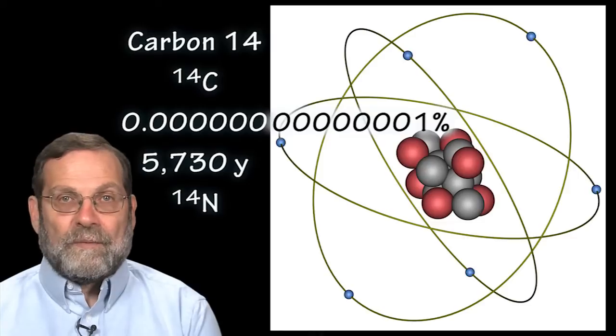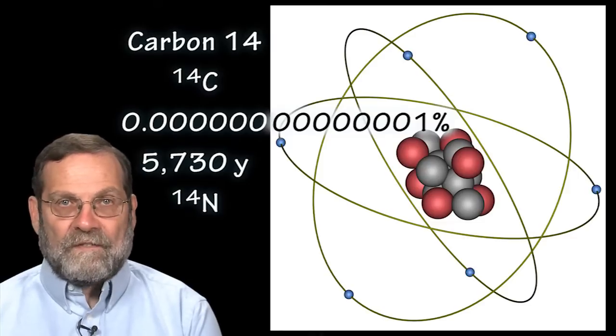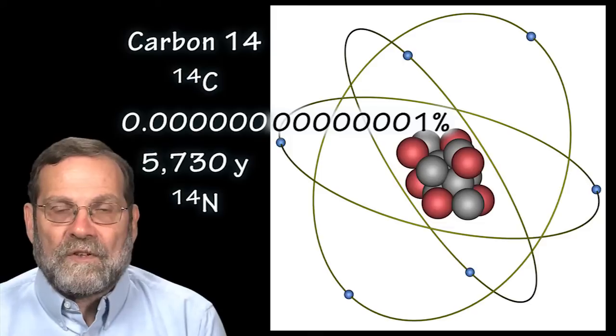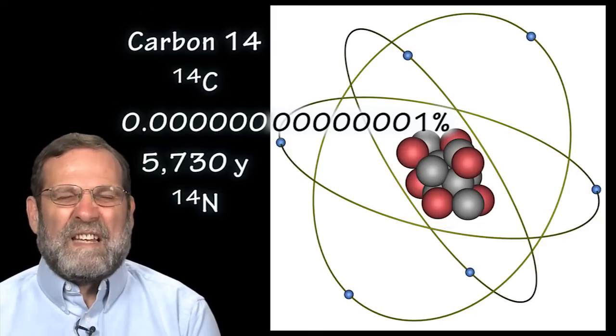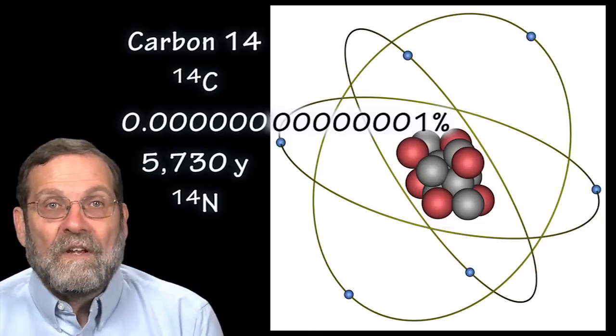The other radioisotopes of carbon are much more transient. Their half-lives range from 20 minutes for carbon-11 to less than a billionth of a nanosecond for carbon-8.